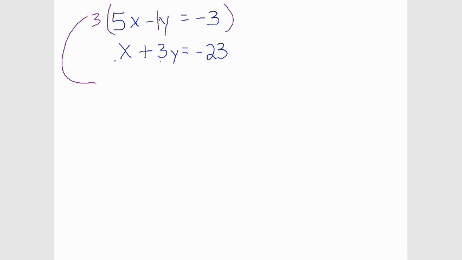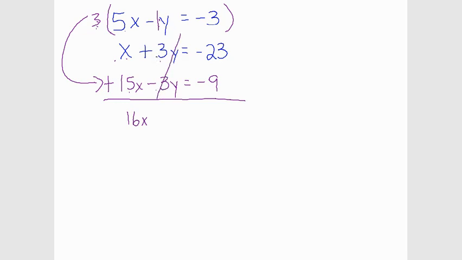So bring this down here. 3 times 5 is 15x. 3 times negative 1 is negative 3y. And then 3 times negative 3 is negative 9. Okay, great. This is where we use the elimination, or in other words, we add these equations together and combine their like terms. So x plus 15x, well, that's 16x. 3y plus a negative 3y, that cancels. That's supposed to be what happens.